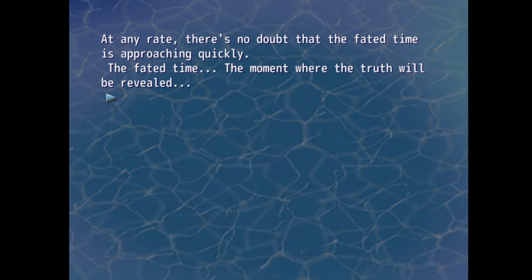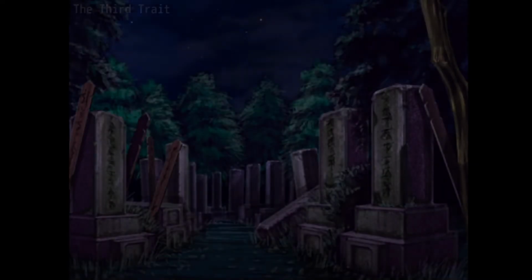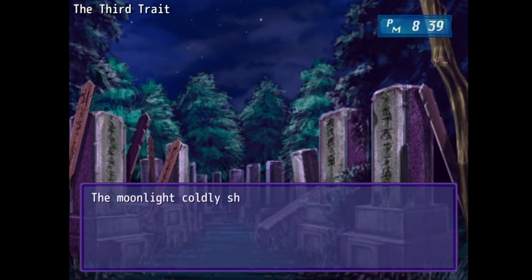At any rate, there's no doubt that the fated time is approaching quickly. The fated time, the moment where the truth will be revealed. The third trait.